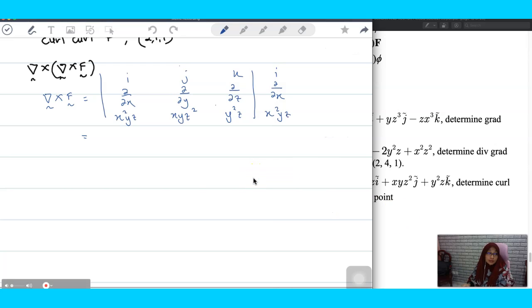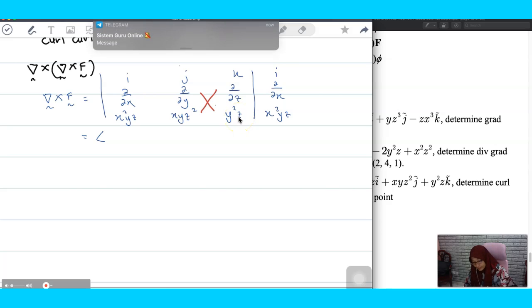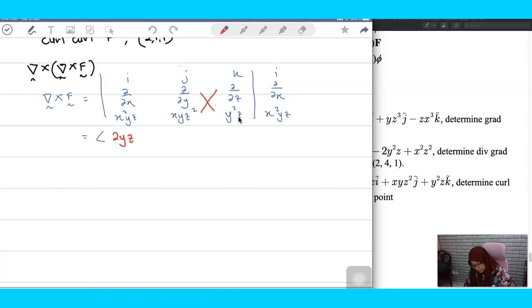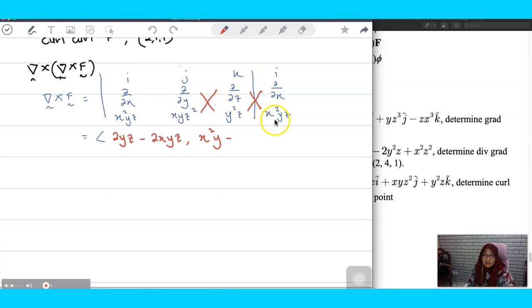So now we want to find the x component, so you have to cross the j and the k. Differentiate y squared z with respect to y, so this will give you 2yz minus 2xyz. Okay, now for the j component. Differentiate this with respect to z will give you x squared y minus, and this one has no x, so it is constant, the answer is 0.